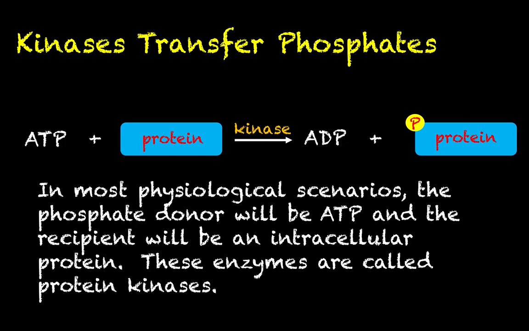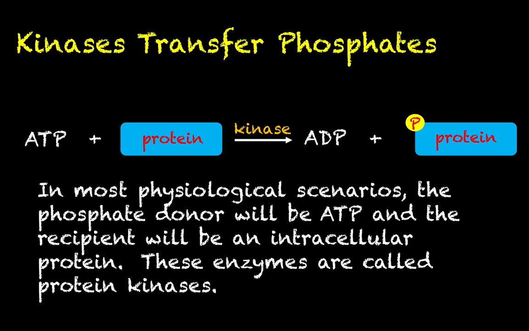In most physiological scenarios that we're going to be examining, the phosphate donor is going to be a molecule of ATP. Again, another very good reason why cells need to obtain as much oxygen as they can, so that they can make a bunch of ATP through cellular respiration. You want to have ATP on hand to be a phosphate donor for these types of enzymatic reactions. So the ATP molecule is going to donate the phosphate, and the recipient is usually going to be some intracellular protein.